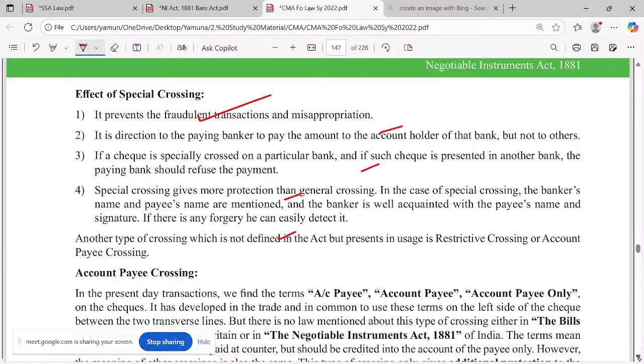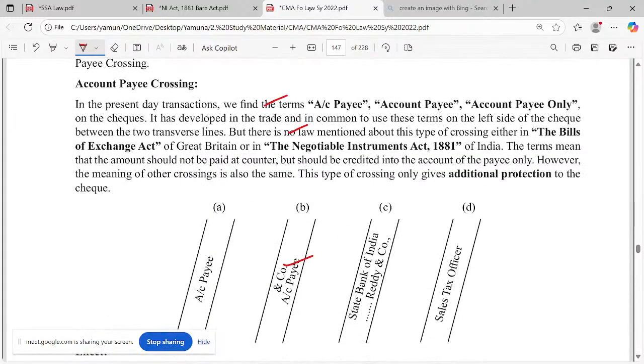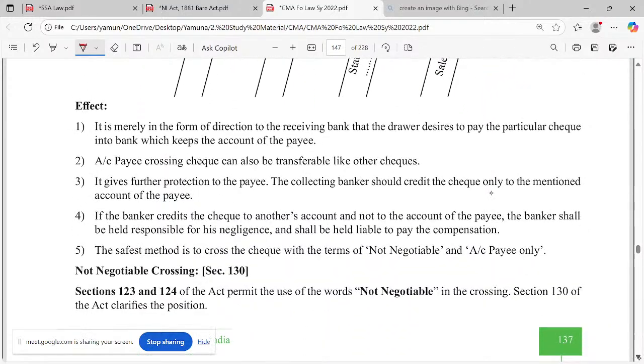Okay. Account payee crossing. It is not needed to that extent. You can just have a look. It is just to give additional protection now. I'm not going word by word.